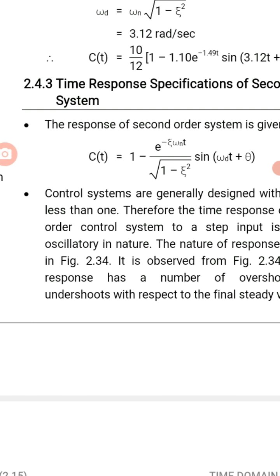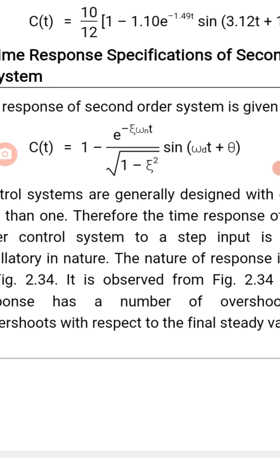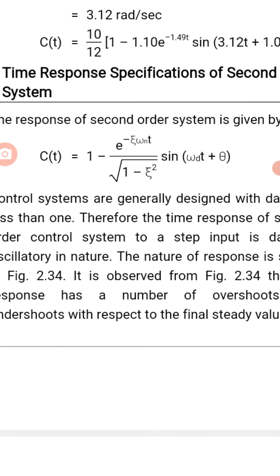We will see one by one. The response of a second order system is given by c(t) = 1 minus e raised to minus zeta omega n t divided by square root of 1 minus zeta square, into sine(omega d t plus theta). This is for underdamped oscillations.